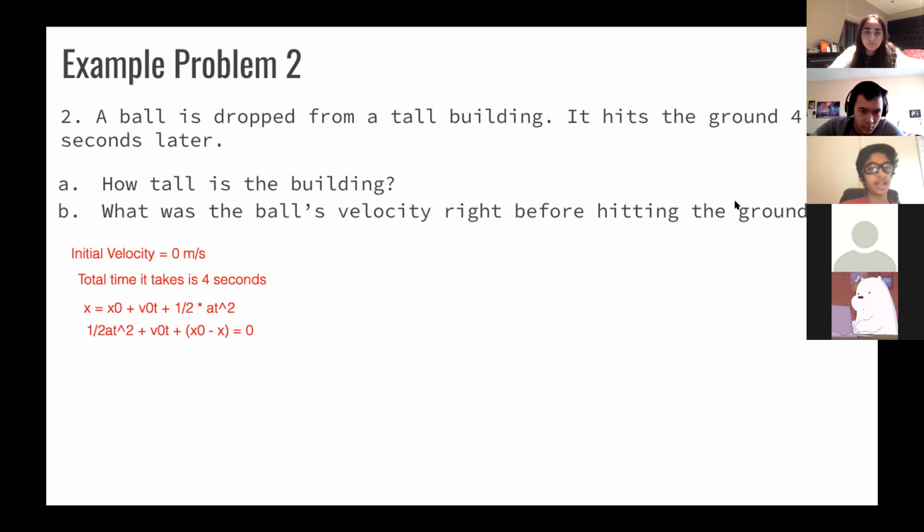What we actually want to solve for here is x minus x naught, not the t, because we're looking for the height of the building. So in fact, the second equation was actually fine. Sorry about that. If you plug in the numbers, x is equal to the initial height, 0, plus v0, which is 0, plus 1/2 at squared. That's just 1/2 times 9.8 times the time squared, 4 squared, which is 1/2 times 9.8 times 16. So hopefully you got 78.4 meters.